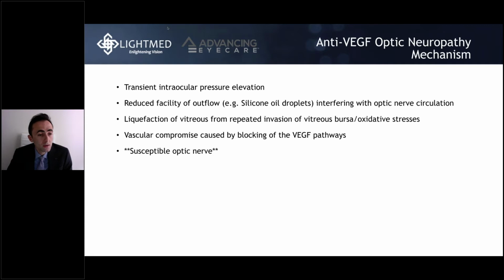This could be caused by the reduced facility of outflow, because when you do these injections of anti-VEGF, there are some silicone oil droplets that are on the inner lining of the syringe.